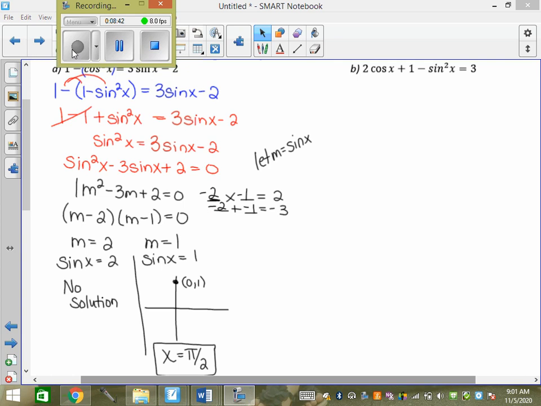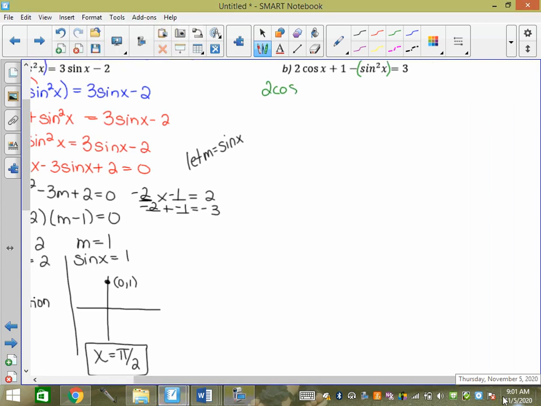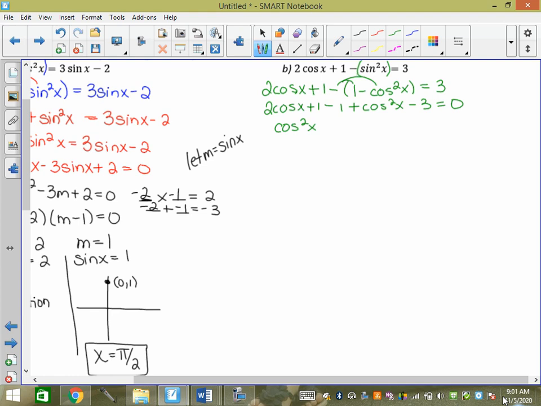So this one we're replacing the negative sine squared x. So we're going to get 2 cos x plus 1 minus, and then the sine squared x is 1 minus cos squared x when I rearrange the formula, right? Equals 3. So I get 2 cos x plus 1 minus 1 plus cos squared x minus 3 equals 0. I'm just moving it all to one side at once. So I get cos squared x plus 2 cos x. Those cancel. Minus 3 equals 0.